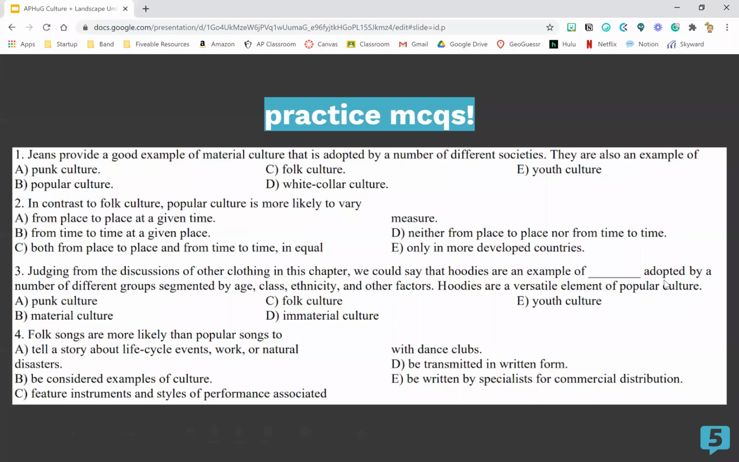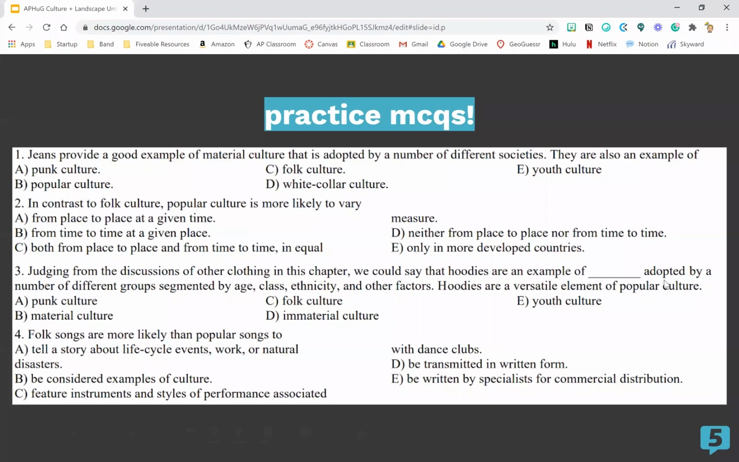If we all understand that, and I don't see anything in the chat, I will read question 3 to you and give you a second to answer. 3, judging from discussions of other clothing in this chapter, we could say that jeans are an example of blank culture, adopted by a number of different groups segmented by age, class, ethnicity, and other factors. Jeans are a versatile element of popular culture. So they're an example of what culture? Now, don't think too hard on this question and just pick the one that's like, oh yeah, okay, this question is too easy.